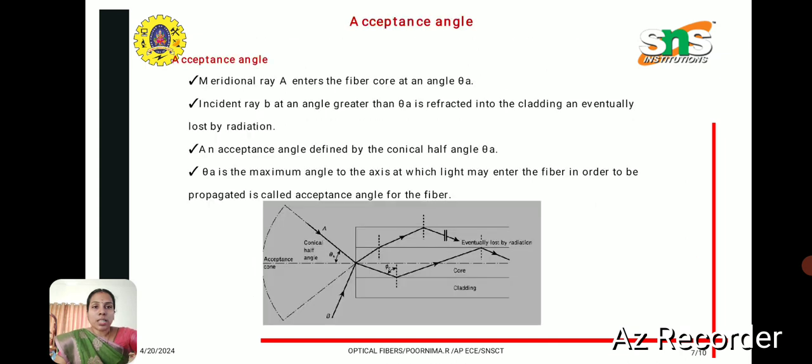Next is the acceptance angle. A meridional ray enters the fiber core at an angle theta a, referred to as the acceptance angle. An incident ray B at an angle greater than theta a is refracted into the cladding and eventually lost by radiation. The acceptance angle is defined by the conical half angle theta a, as given in this picture. Theta a is the maximum angle to the axis at which light may enter the fiber in order to be propagated, and is called the acceptance angle of the fiber.